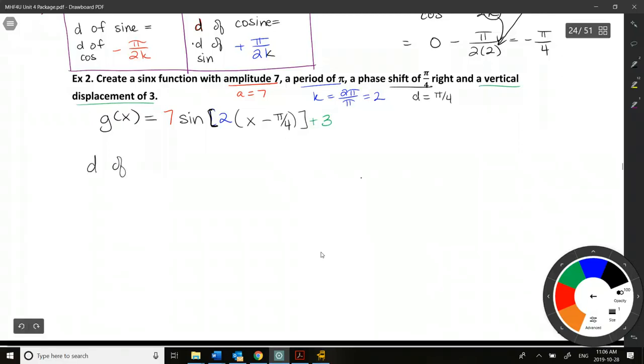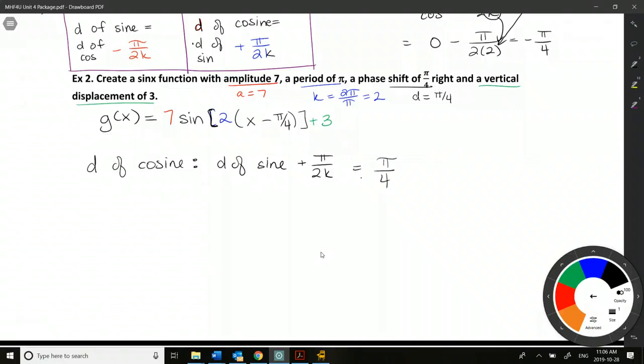If I wanted to figure out D of cosine, I would take D of sine and I would add pi over 2k. So it's a pi over 2 shift to the right plus any stretch or compression that has happened. So I would take negative pi, or no, sorry, it's positive because it's a right shift. So I'm going to make right shifts positive and left shifts negative if I'm putting these in here. So pi over 4 is a right shift plus pi over 2 times 2. That's the K value.